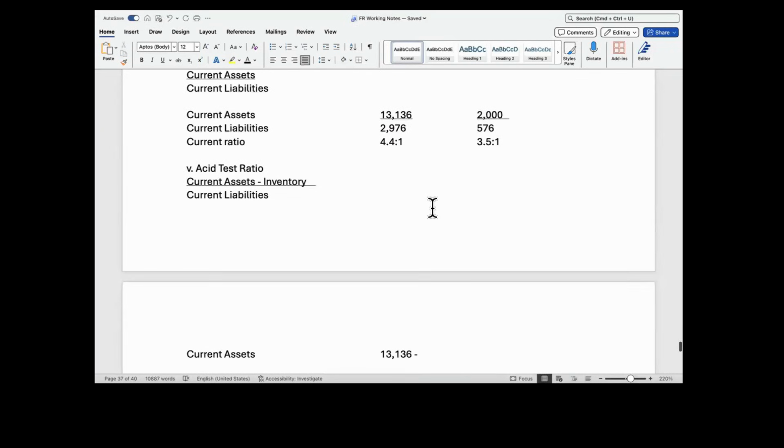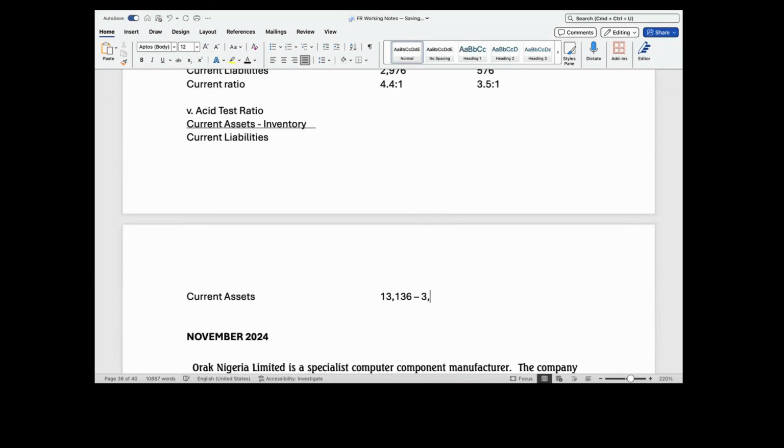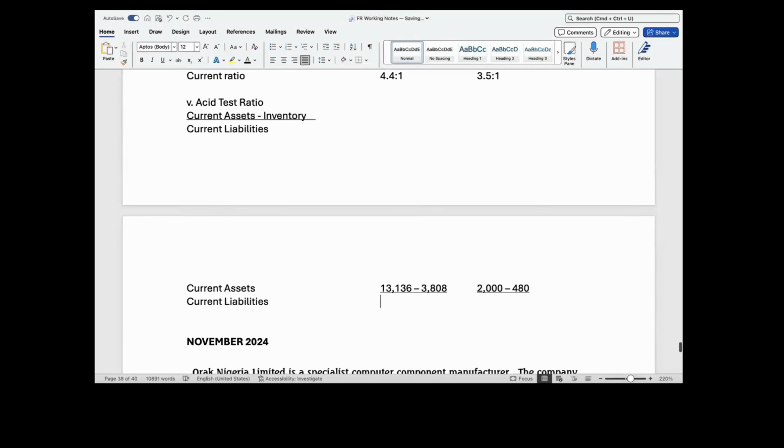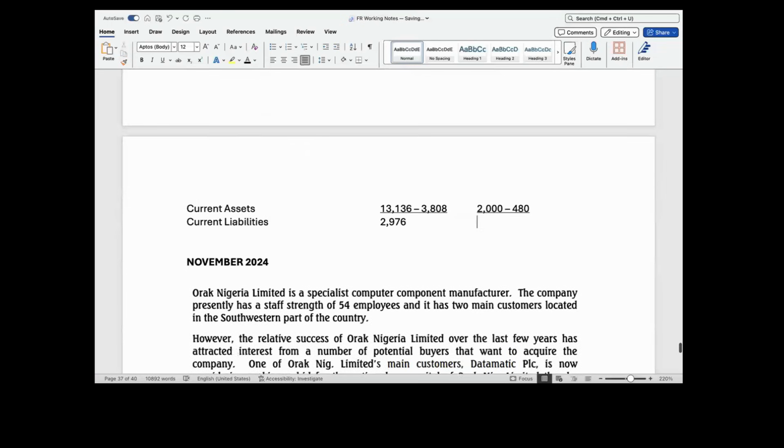So 3808, current liabilities up there. This is 480, all upon my current liabilities for this year, which is 2976, while this one is 576.